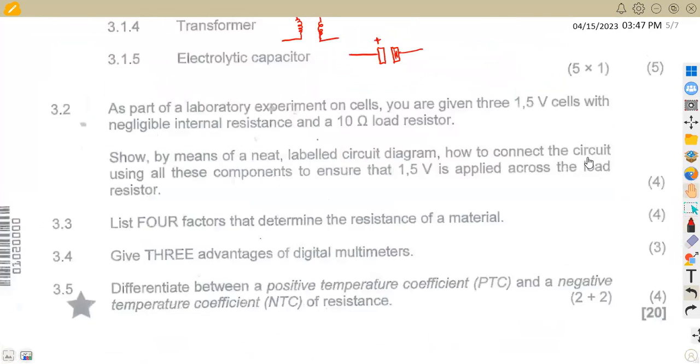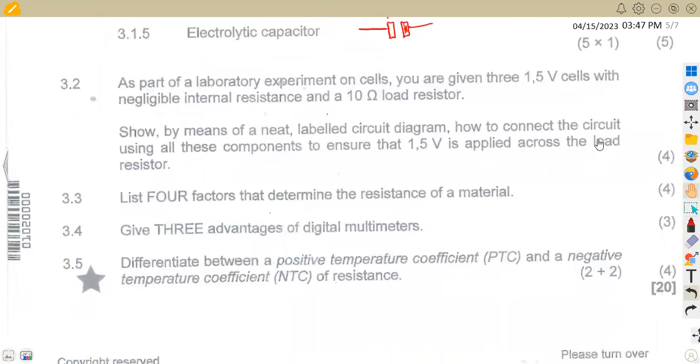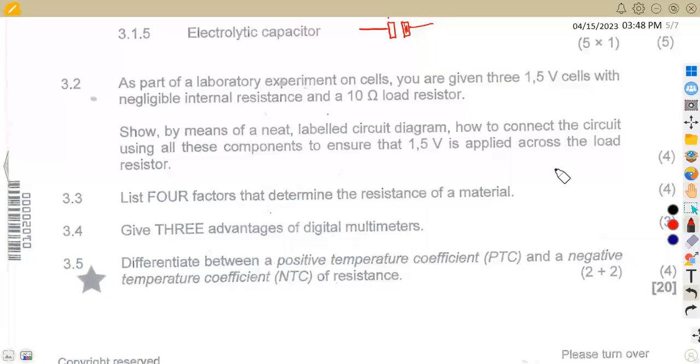All right, as part of a laboratory on question 3.2, you are given an experiment on cells. You are given three 1.5 volt cells with negligible internal resistance and a 10 ohm load resistor. Negligible internal resistance means the internal resistance cannot affect us at all. Show by means of a neat labeled circuit diagram how to connect the circuit, using all the components we are given, which are the 3 cells and the load resistor, to ensure that 1.5 volts is applied across the load resistor.